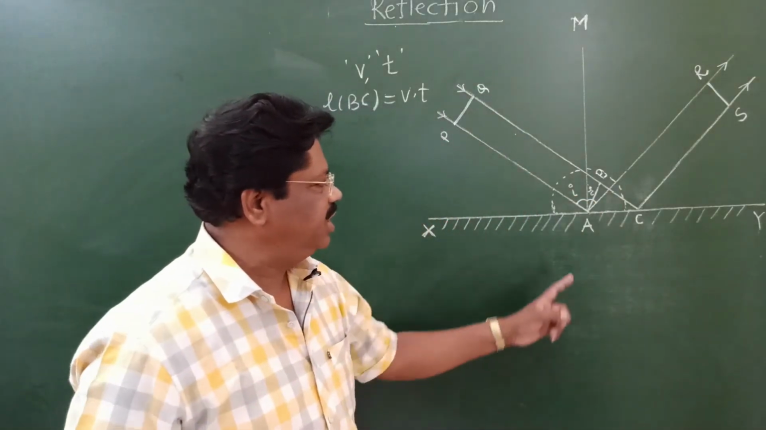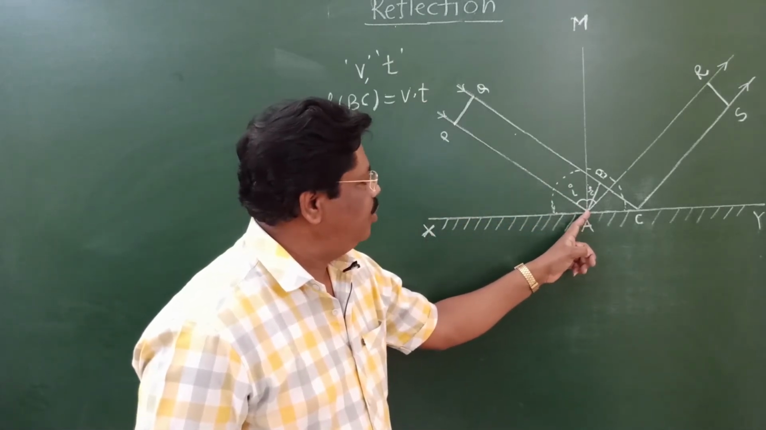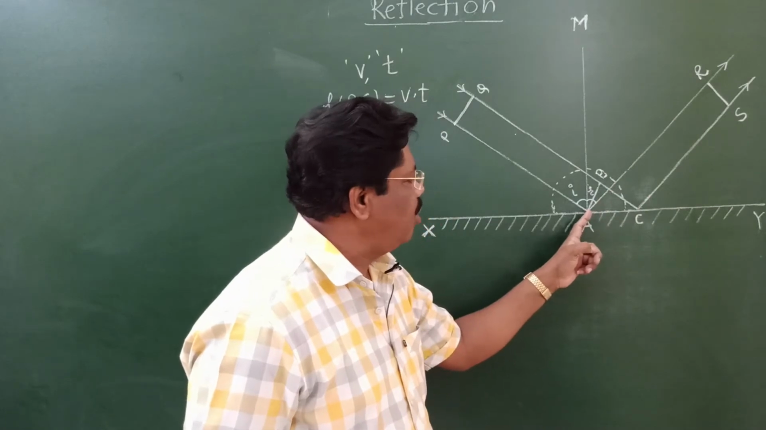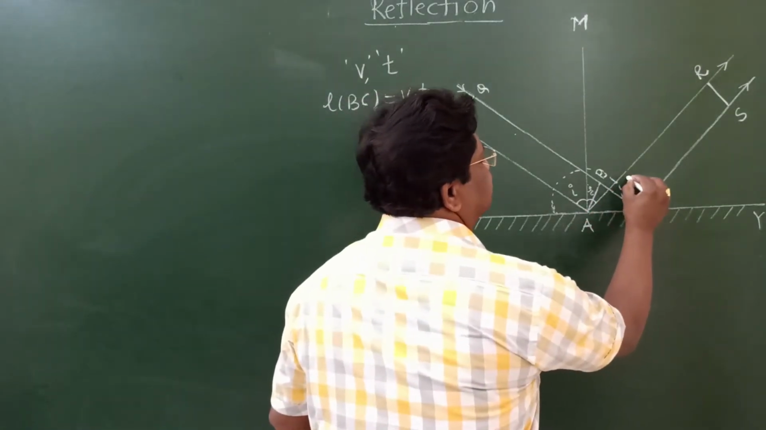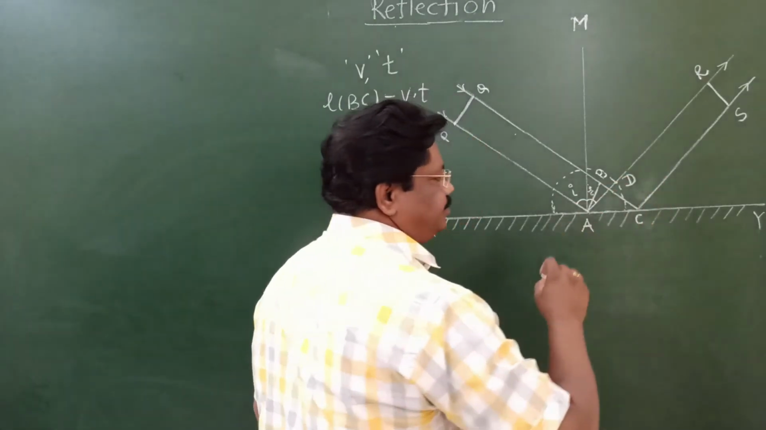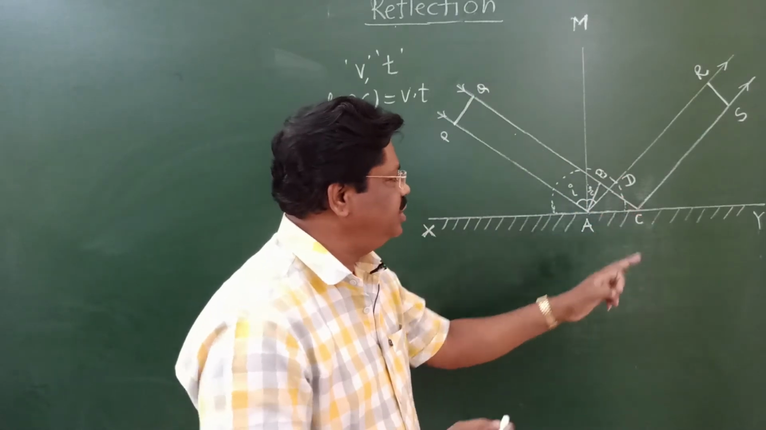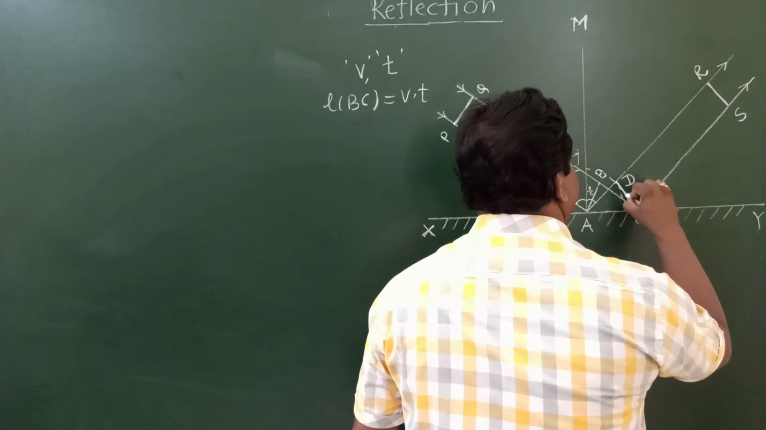This is the semisphere having the radius v into t. That means this wave which is progressing in this direction will move from A to this point, and suppose this point is called D. Draw the tangent to this semisphere from point C, and this will be like this.